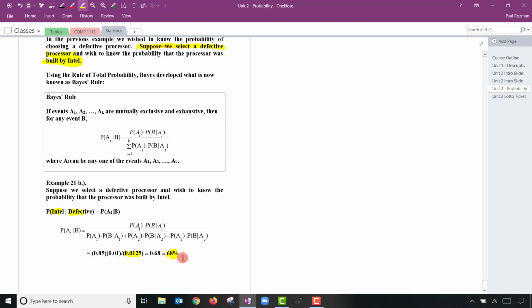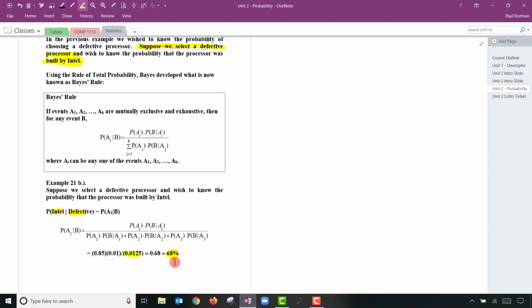Even though only 1% of Intel's chips are defective, there's a 68% chance that it's Intel's fault when you find a defective chip. The reason for that being they have 85% of the market share. Even though their product is better than the others, it's still most likely to be their fault. And that's a number that might be hard to predict as well. Your intuition might fail you a little bit on those until you get used to doing a few of these.